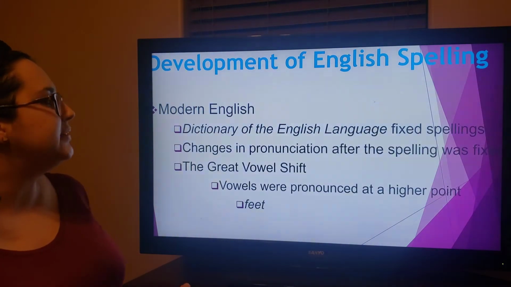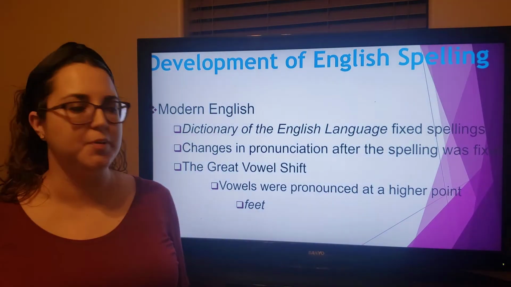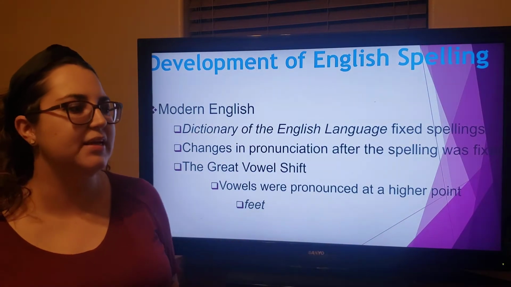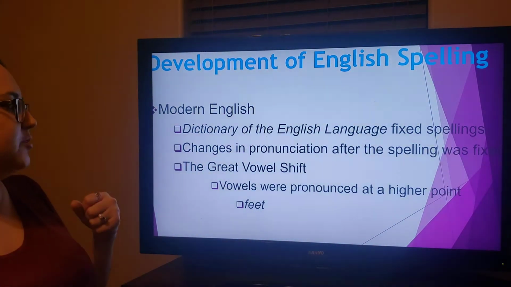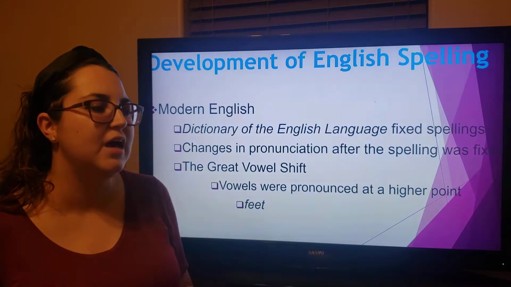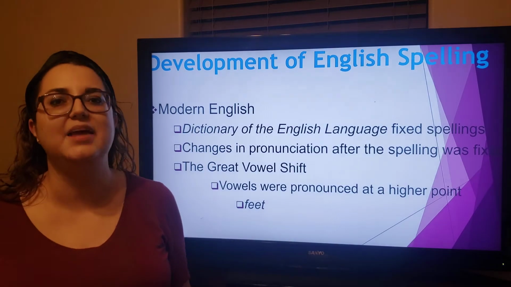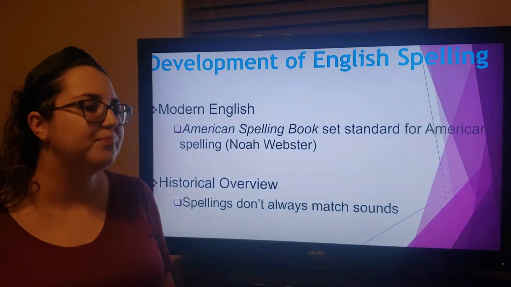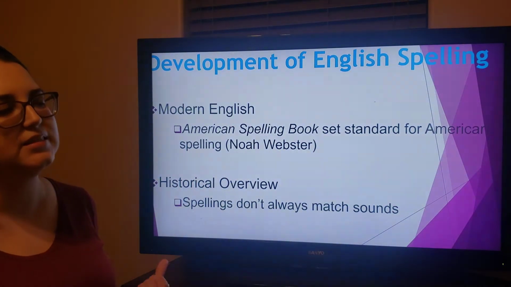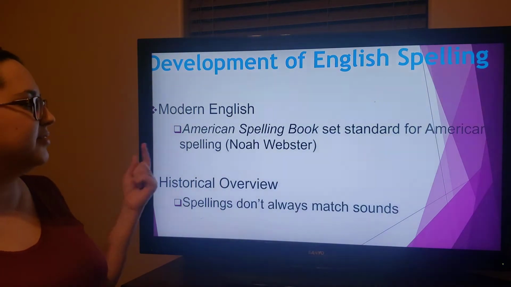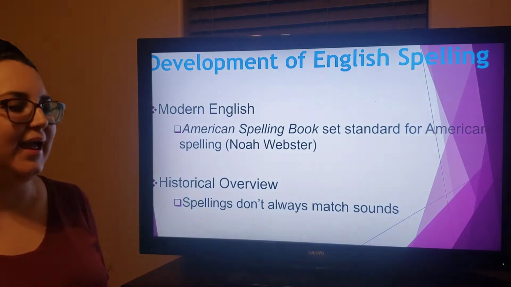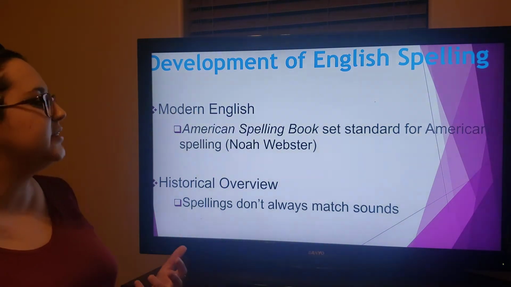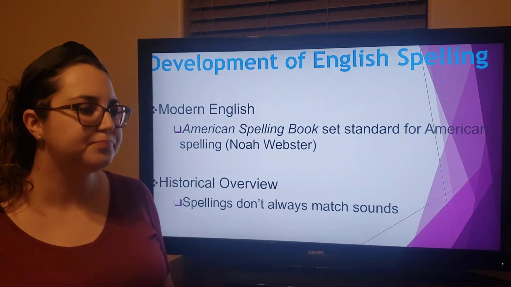At this point, the Dictionary of the English Language was published, which fixed spellings. There were changes in pronunciation after the spellings were changed, and at this time we had the Great Vowel Shift. This is where vowels were pronounced at a higher point, like feet. The American Spelling Book was also published, and this one set a standard for American spelling. This is by Noah Webster.